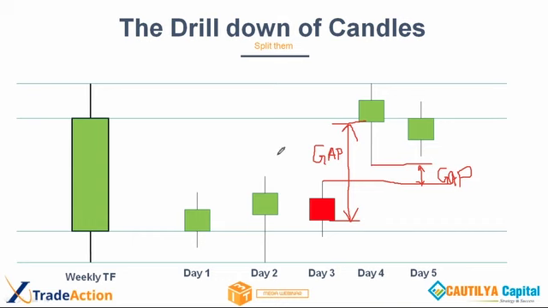Which is the strongest gap here? This one or this one? This one is the strongest gap because in this gap, the price has never come. This is a blank space. This is a blank space. Price has never come. Someday it will come.